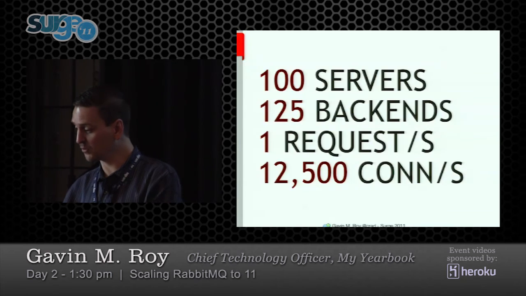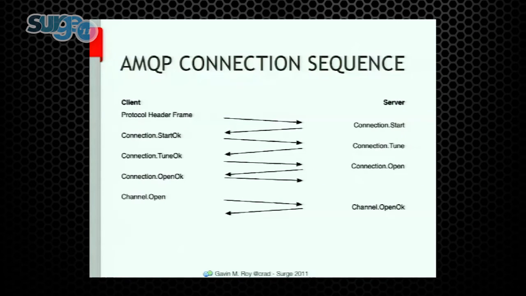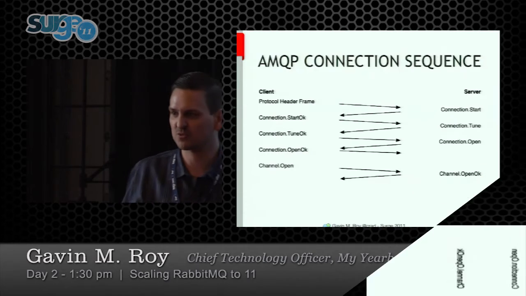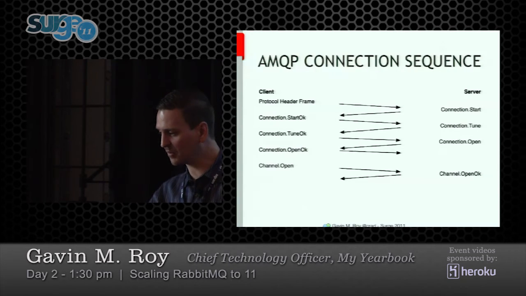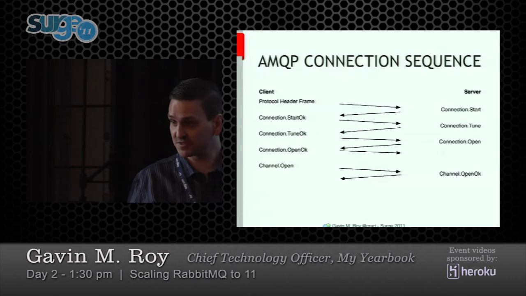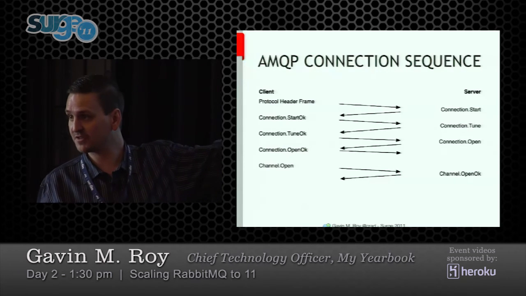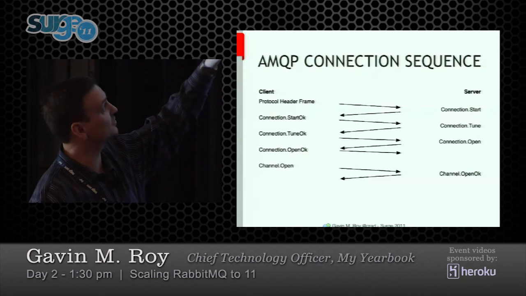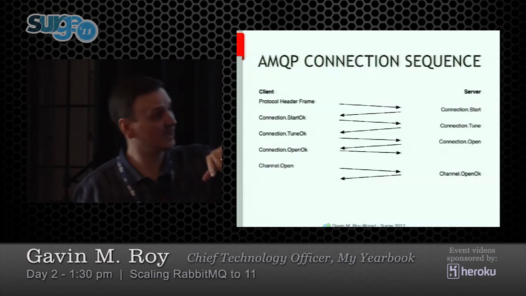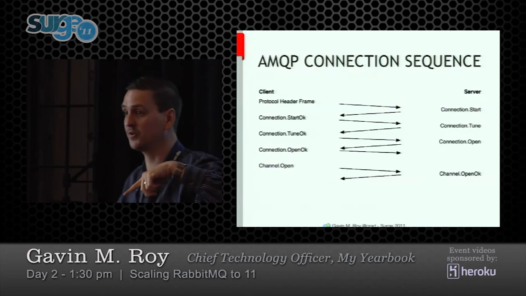Let me just go over really quickly what an AMQP connection sequence looks like. You can see we send a protocol header frame, that's 8 bytes. We send a connection start and a connection start OK, that's roughly 250 bytes. This is a synchronous conversation that's happening every time I connect to the server. Connection start OK, connection tune OK, connection open OK, and then channel open and channel open OK.